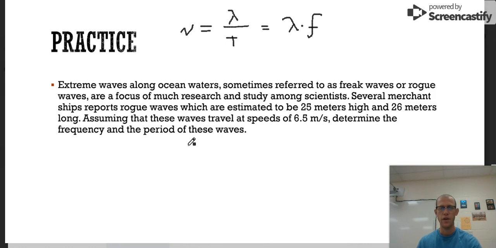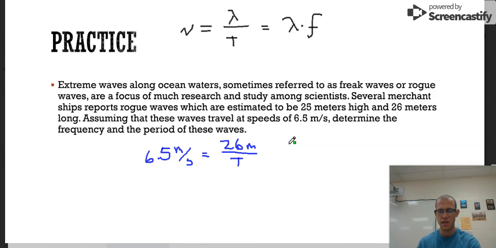So let's plug in what we know. We know the velocity is 6.5 meters per second. We know that the waves are 25 meters high, which would be the amplitude. We don't need the amplitude in either of these equations. And 26 meters long, that would be the wavelength. So if I want to find the frequency and the period, I have to plug this in for two separate equations. So 6.5 equals 26 meters divided by T, and I'll solve for T.